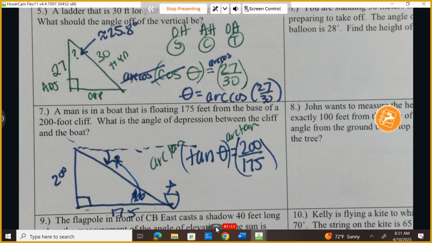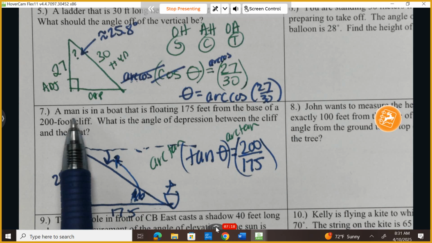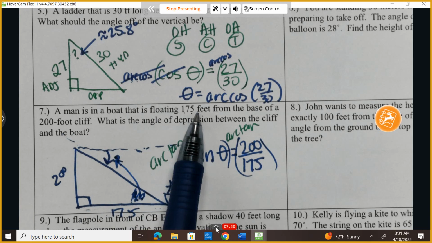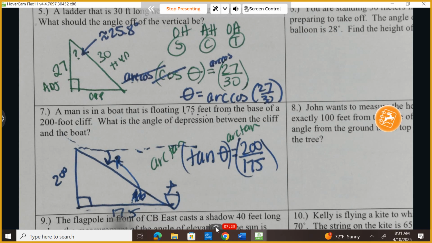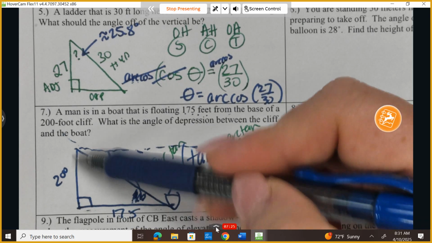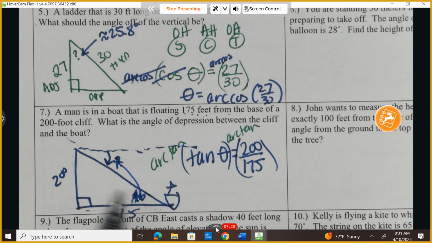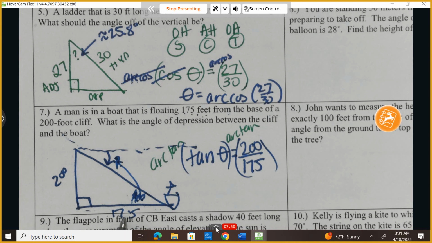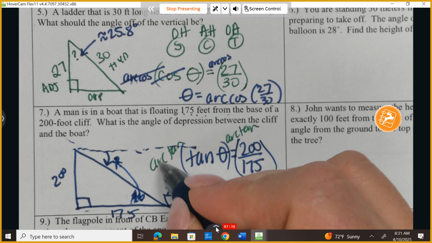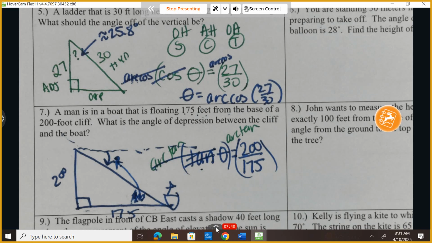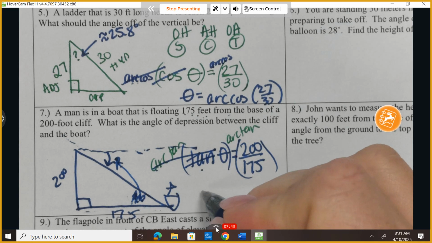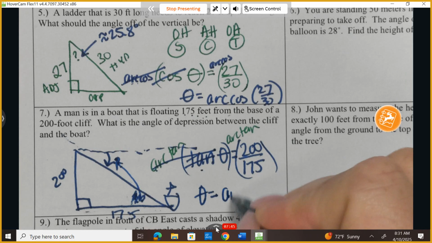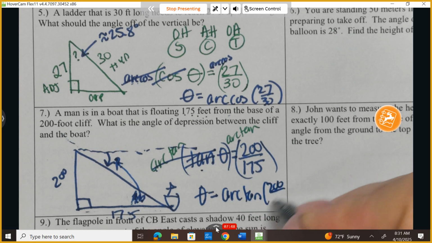and on the left-hand side, it says that a man is in a boat that is floating 175 from the base. So this is 175. And it says the height is 200. So when we do tangent, it is opposite over adjacent. Oh, so it's not from the top. What'd you say? So it's not at the top? Right, it's not at the top. Yep. But thank you for asking. Arc tan and tan are going to simplify. In your mind, they're going to cancel out. And now we have this angle, and I have the arc tangent of 200 over 175.